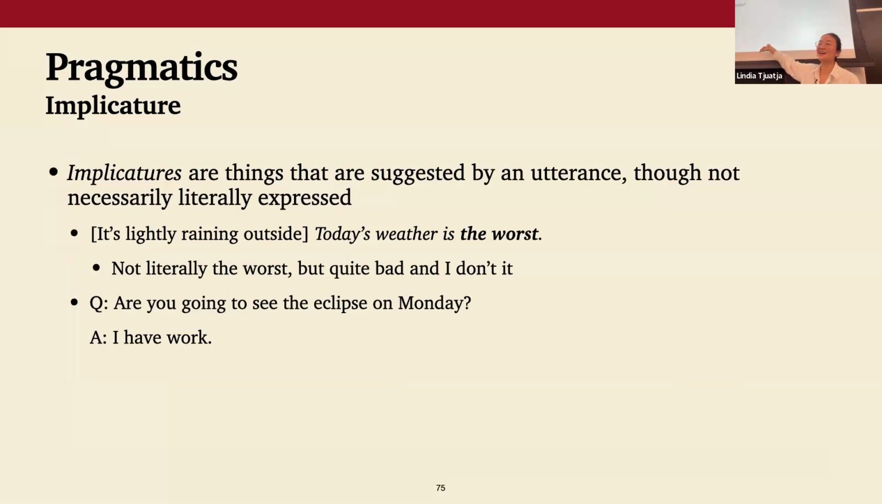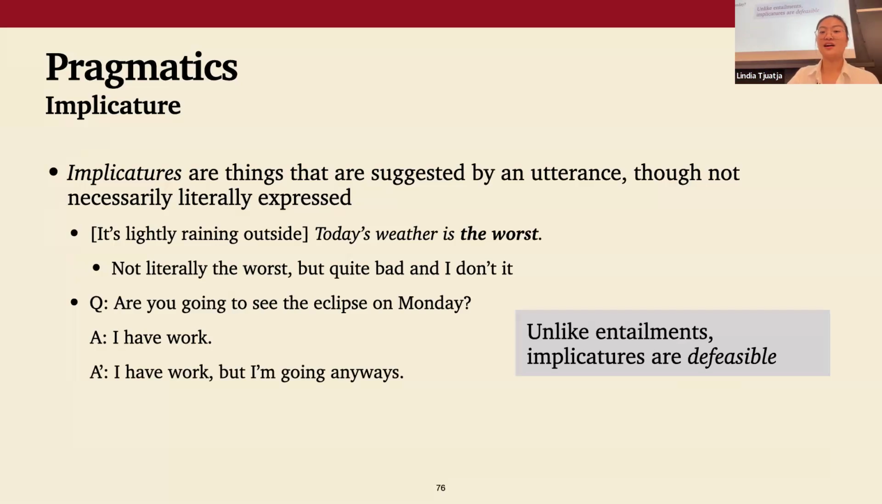What is being implied by "I have work"? Like, no, right? You know, I have to go to work, therefore I can't go out and skip whatever to see the eclipse. But you could also say, I have work, but I'm going to go anyways. So unlike entailments, which are necessarily true if the premise is true, implicatures are defeasible.